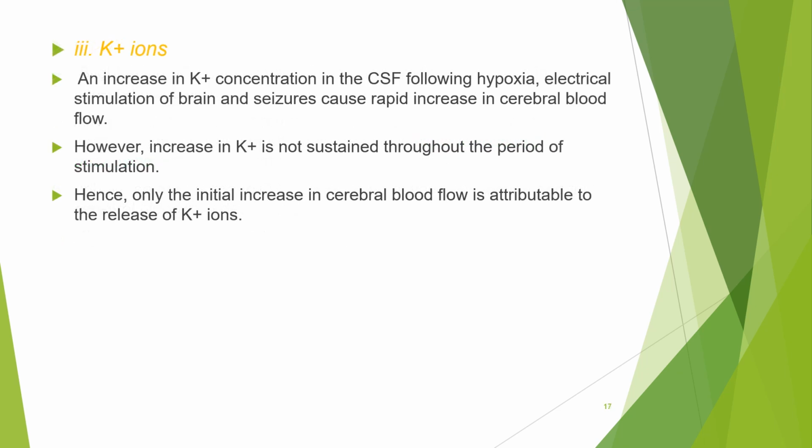Now coming to the potassium ions. These potassium ions are also involved in the regulation of the CBF. If you increase the potassium ions in the CSF, how do you increase them? After hypoxia, after electrical stimulation of the brain, and after seizures, it will cause release of potassium in the CSF. And this potassium causes a rapid increase in the cerebral blood flow.